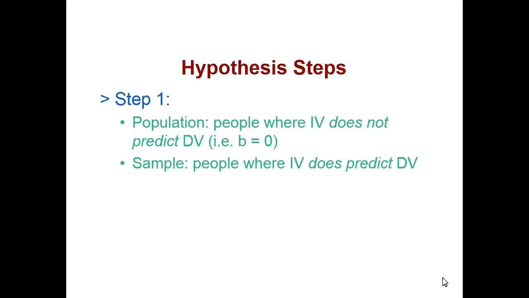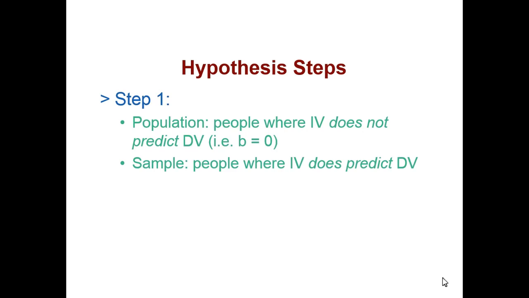Just like with correlation, where it was the correlation between this and this is 0 or is not 0, it's the same idea, but now we're talking about B. So with step 2, positive and negative emotion are related, so B is not 0. For the null, positive and negative emotion are not related, or B equals 0.